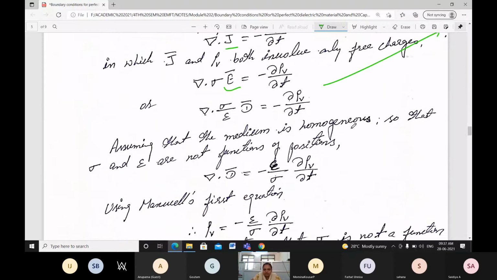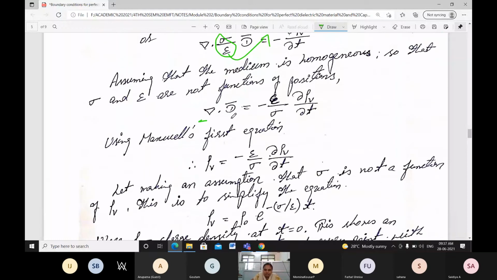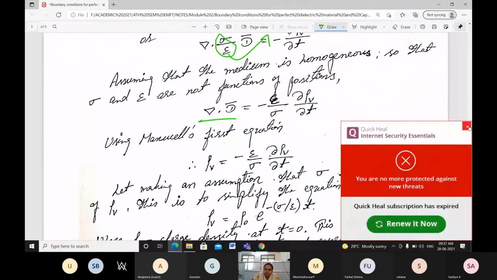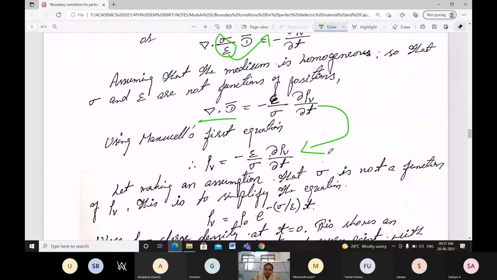Then assuming that the medium is homogeneous, so that sigma and permittivity are not functions of position, we can remove this part, and the equation remains as del dot D equals epsilon divided by sigma times dou rho V divided by dou T. By using Maxwell's first equation, the volume charge density rho V equals minus epsilon divided by sigma into dou rho V divided by dou T.